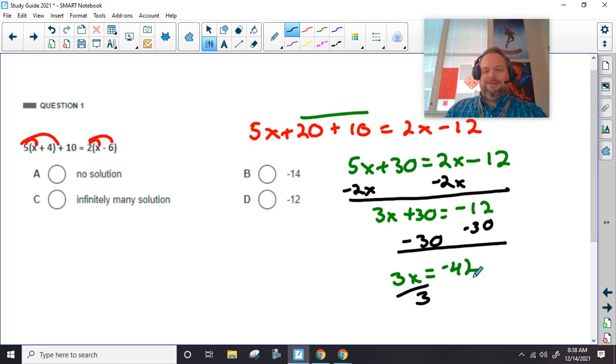So we would divide by 3. We actually get negative 14 as our answer.